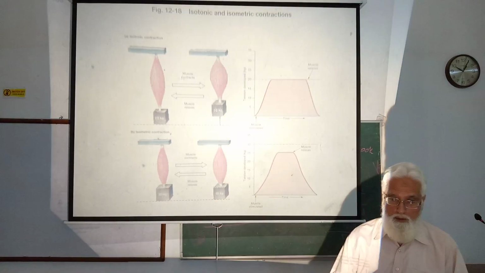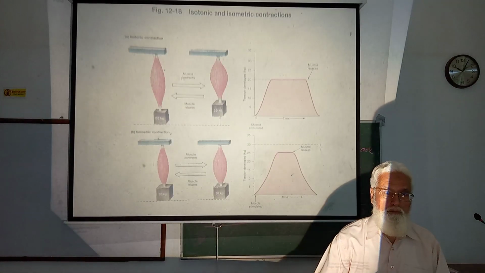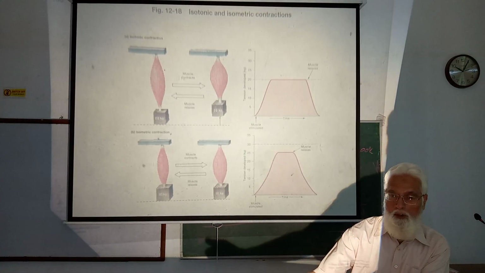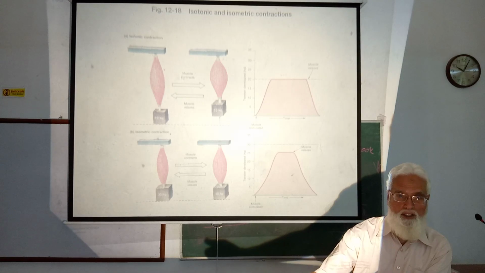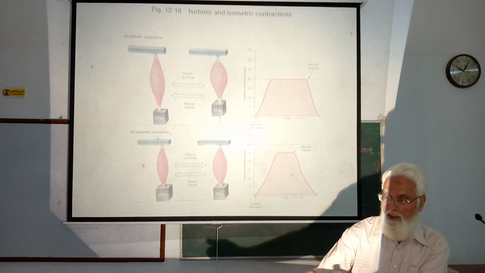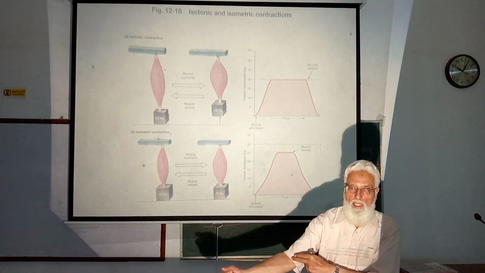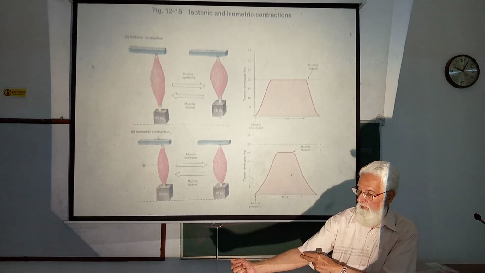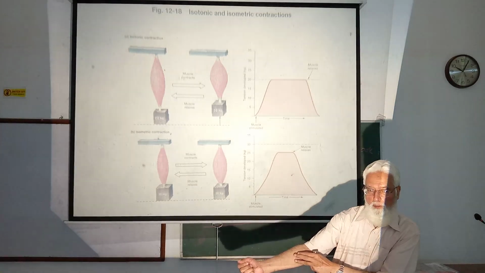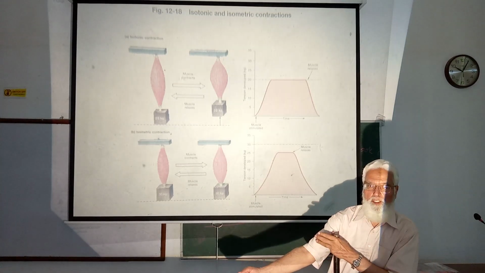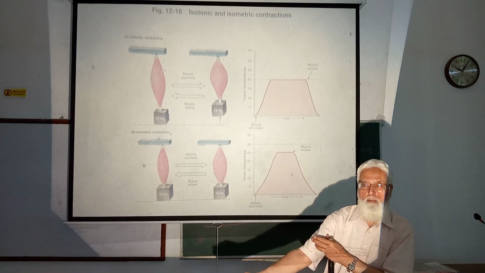So the bodybuilder shows his muscle. This is isometric muscle contraction. Both ends of the muscle are held fixed. You see, the muscle becomes tense. Muscle tension increases, but there is no appreciable decrease in the length of the muscle.